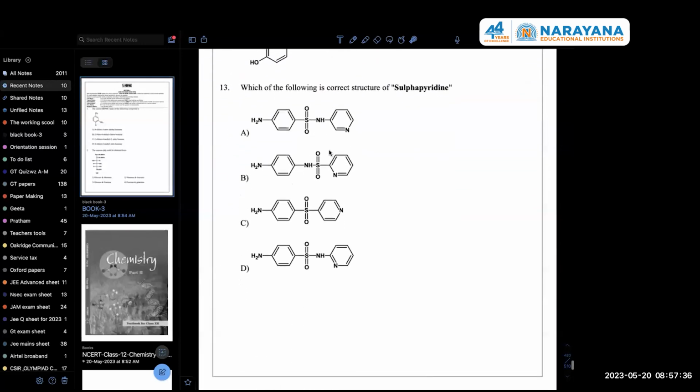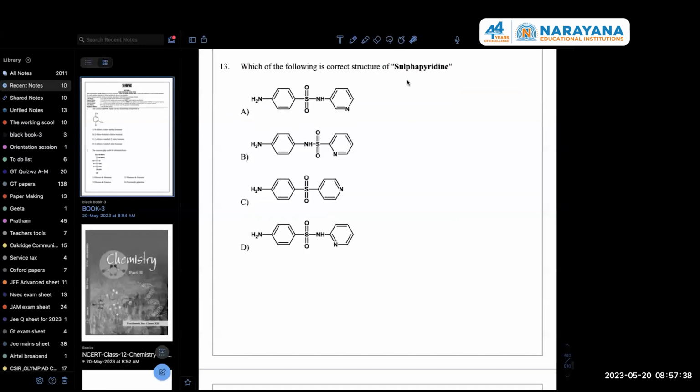Which of the following is the correct structure of sulfapyridine? D option. A option, sir. D or A? What are you saying? A, so which one? D, sir. Absolutely D. This nitrogen should not be here. This nitrogen should be here only.